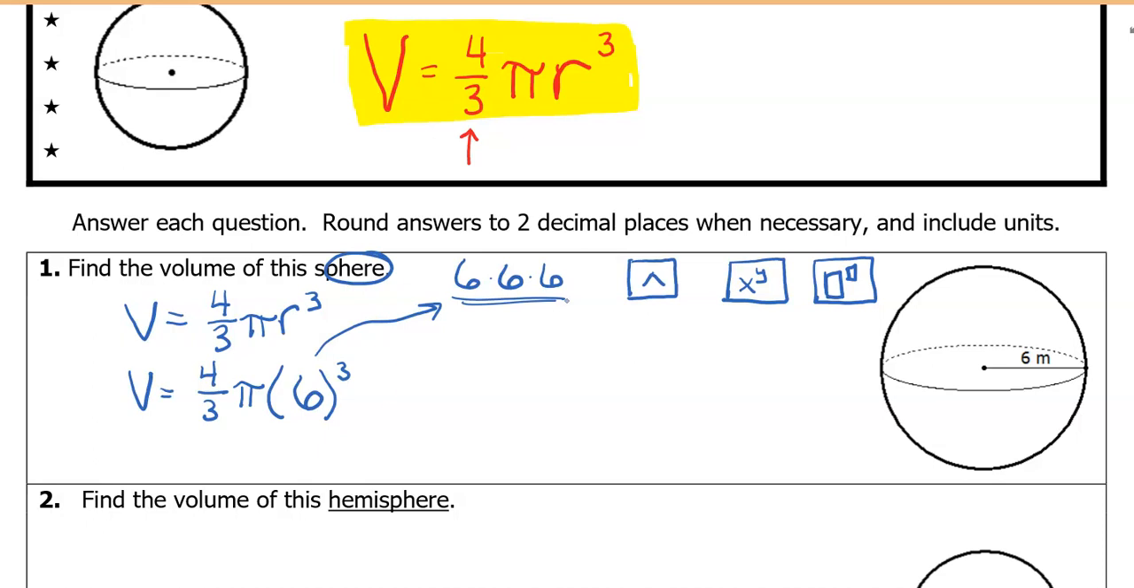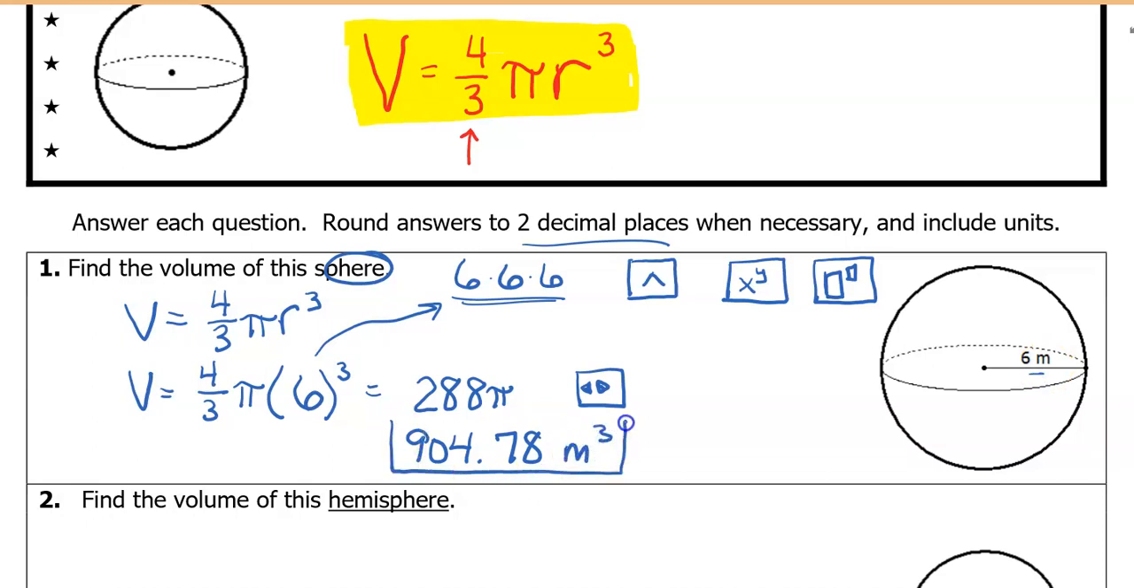But I can just type this in to my calculator exactly as it appears, 4/3 times pi times 6 cubed. And I get 288 pi, if it gave you the exact answer. But they told me 2 decimal places. So use your toggle button if you need to. And I get 904.78. And since we're dealing with volume, our answer, the volume would be in cubic meters.